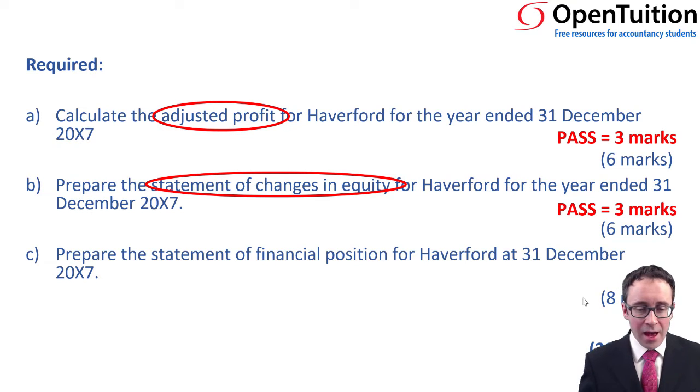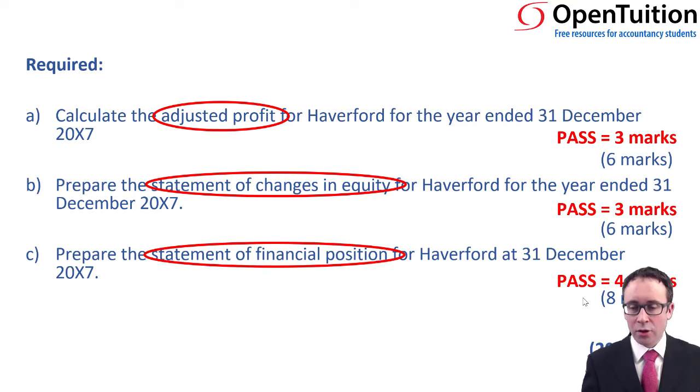Okay, and then part C, much bigger than the others. Statement of financial position for the 31st of December, again 20x7, 8 marks, 4 marks to pass. So if you total that up, you need 10 marks in order to be able to pass out of the 20.